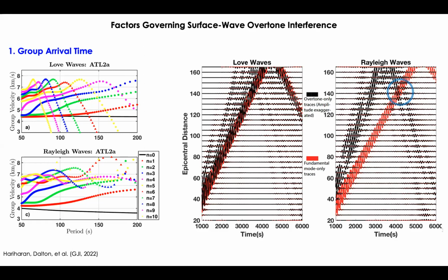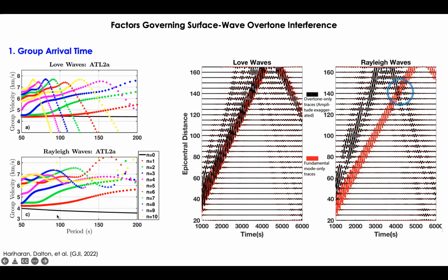And this is a well-known issue for Love waves, since the group velocity of the first and second overtone are very close to the group velocity of the fundamental mode. You can see that in this top panel on the left here. And as you can see in the Love wave record section in the middle, the overtones and the fundamental mode are traveling nearly together throughout the entire distance range. That makes it very difficult to isolate the fundamental mode and measure it.